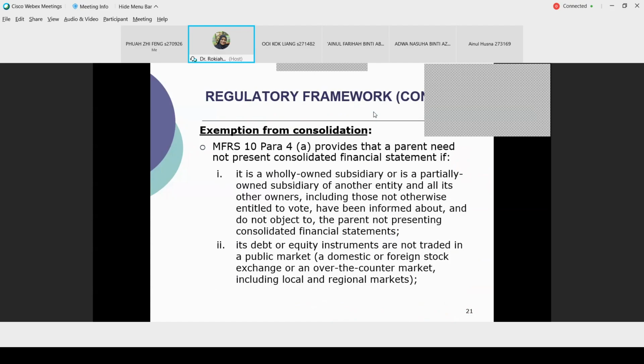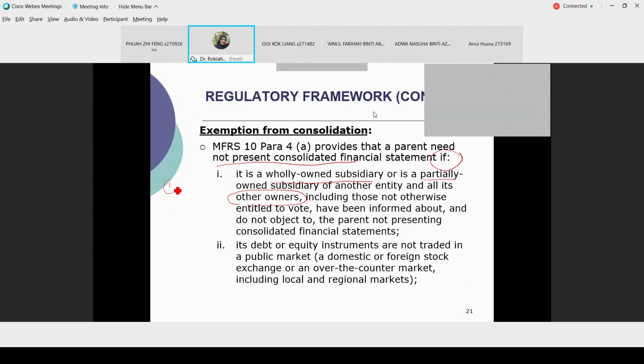Okay, so there are some assumptions for not preparing a consolidated financial statement. We said that when a parent controls a subsidiary, it should prepare a consolidated financial statement. But MFRS 10 in paragraph 4 also mentions that there is an assumption not to present the consolidated financial statement if the subsidiary is wholly owned by a parent, or is a partially owned subsidiary of another entity, and all its other owners, including those not otherwise entitled to vote, have been informed about and do not object to the parent not presenting a consolidated financial statement.